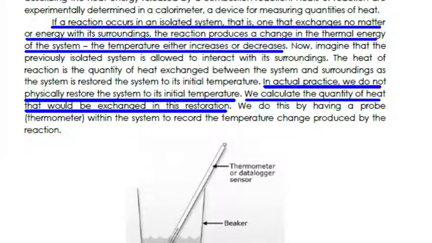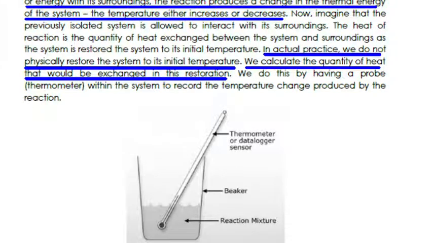So we have two types of reaction, the exothermic reaction and the endothermic reaction. In an exothermic reaction, the temperature increases in an isolated system, or in a non-isolated system it gives off heat to the surroundings, and it is a negative quantity. So the heat of reaction for an exothermic reaction is negative.